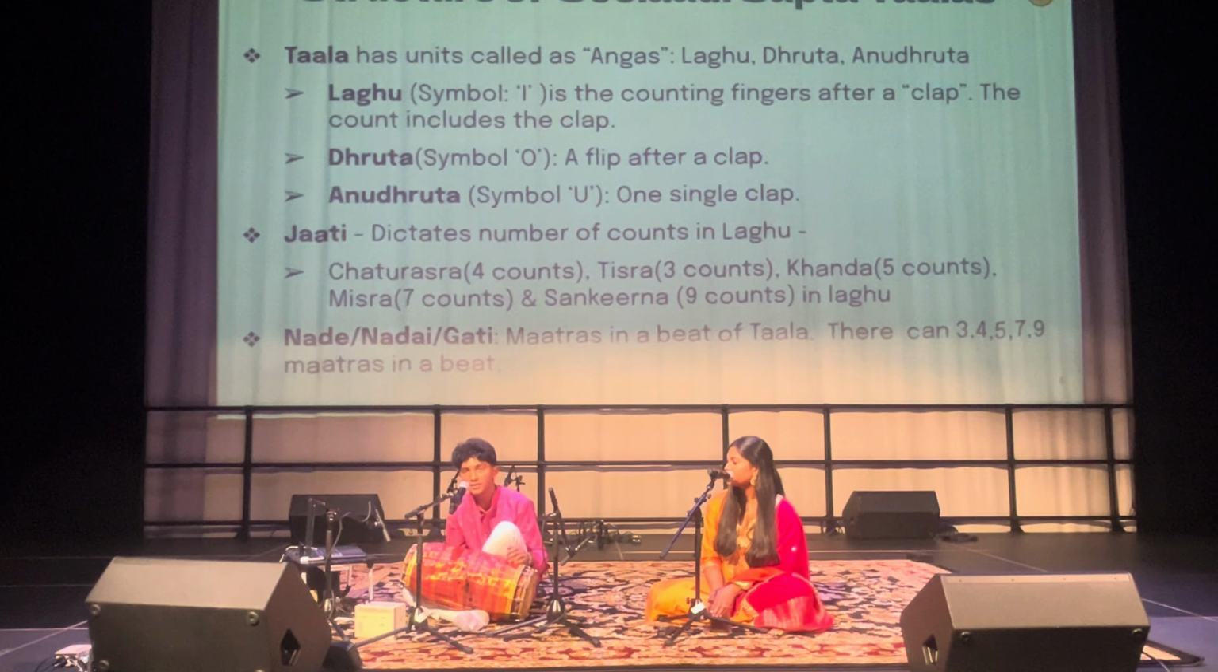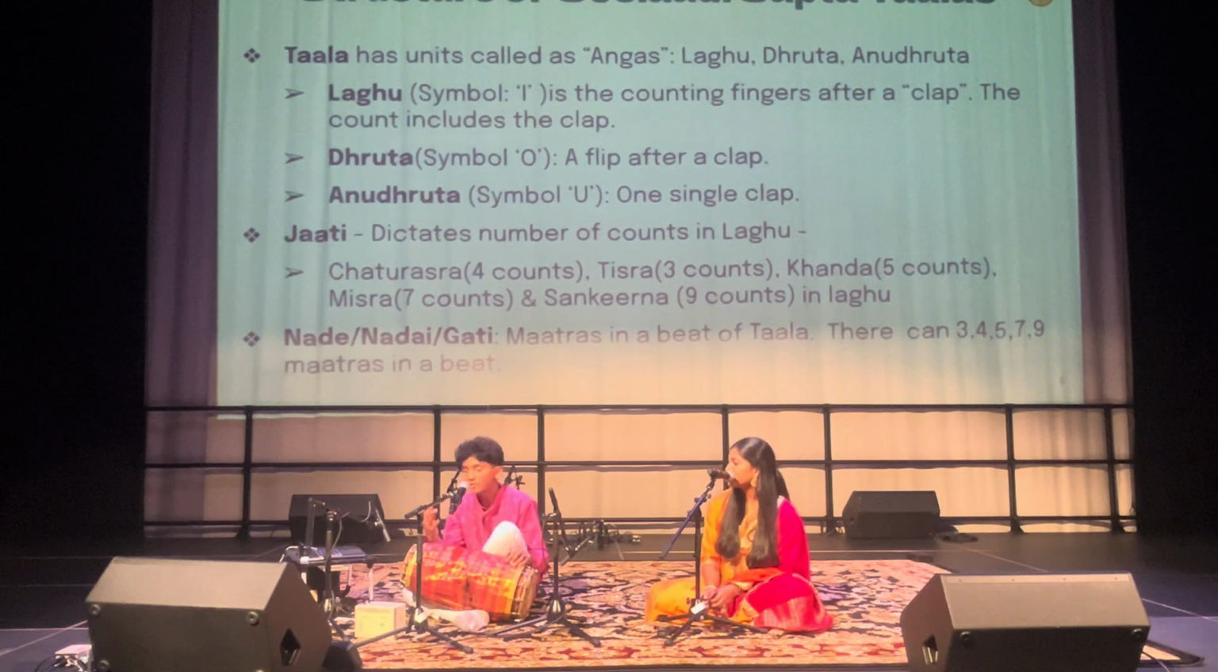The final factor that affects the rendition of talas in Carnatic music is Nade or Gati. And these dictate the number of matras in a beat of a tala. So remember how I talked about the subdivisions in each beat or akshara? This is the factor that dictates them. So just like Jati, there can be 5 different nades, or 5 different types of matras in each beat.